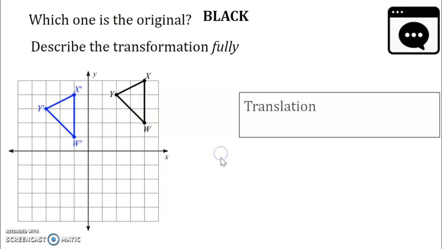So it is a translation, and we describe the corresponding points. So vertex W, how did the W change to W prime? It went down by 1, and it went 1, 2, 3, 4, 5 units to the left. So we describe it as left 5 units and down 1 unit, or down 1 unit, left 5 units. Does not really matter which order. Well, I suppose it's better to say left 5 units.